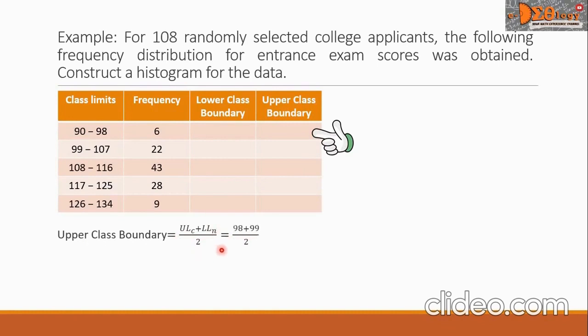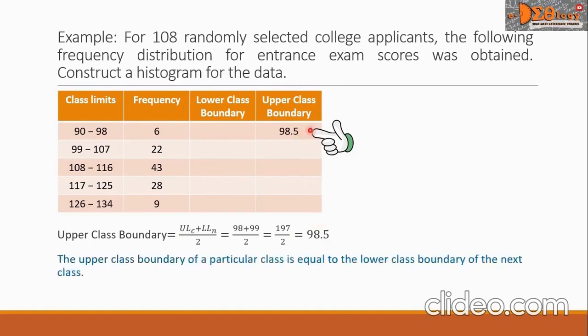It means to say the upper limit is 98 plus the lower limit of the next class, which is 99. So we see here 98 plus 99, divided by 2, we have 197 over 2, that is equal to 98.5. We will copy this value on this blank, and there we go.